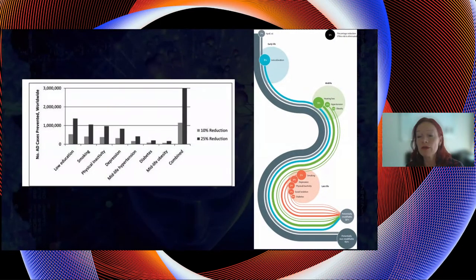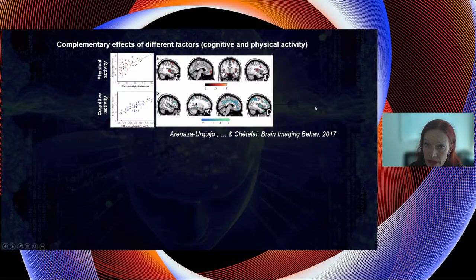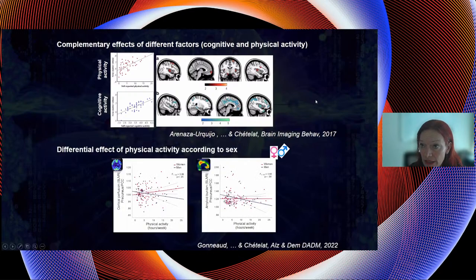So let's say a few words about interventions. As we've said, we were able to reduce the risk of Alzheimer's disease by reduction of risk factors, and those risk factors vary throughout the lifespan. Several studies have shown the impact on several of those risk factors. And they have shown also that different factors might have complementary effects.